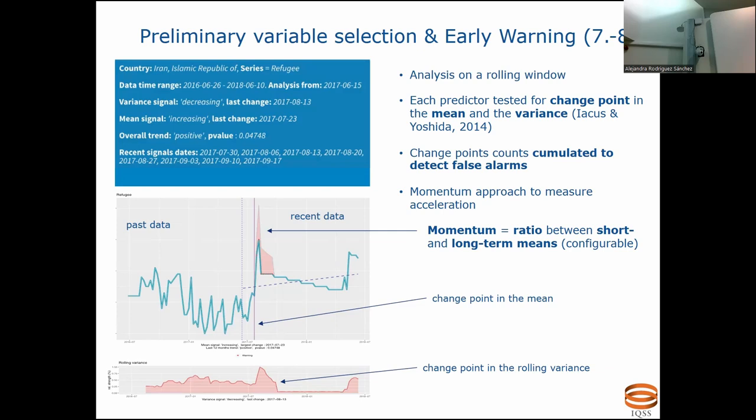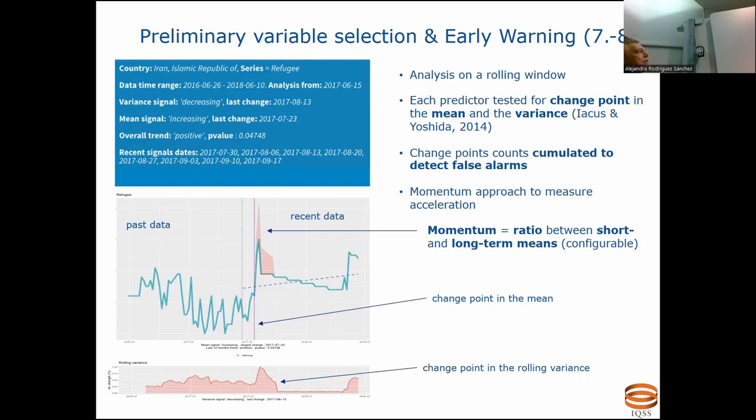And so for example, in this example, we see that there is an increase of trends. And then we measure also the acceleration. So what we call momentum, this is a knowledge inherited from finance. So if you want to see whether you want to invest or disinvest the money in some stock, you look at the momentum, which is the ratio between the rolling means, so short-term means and long-term means.